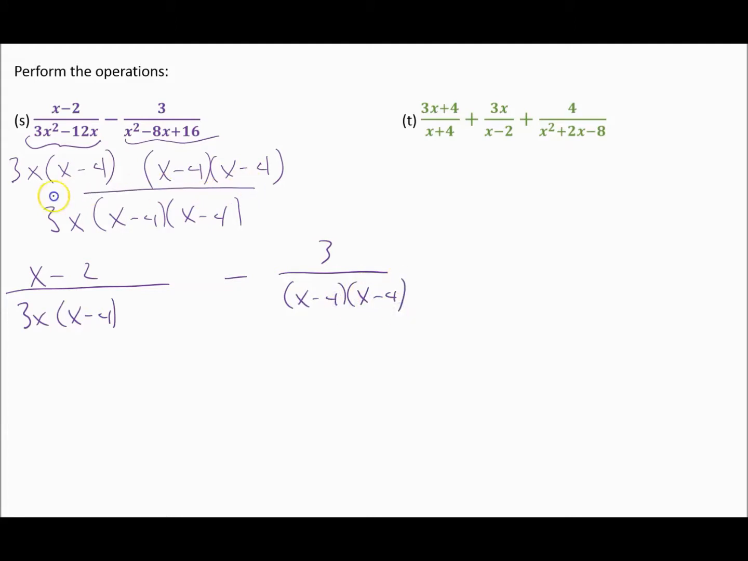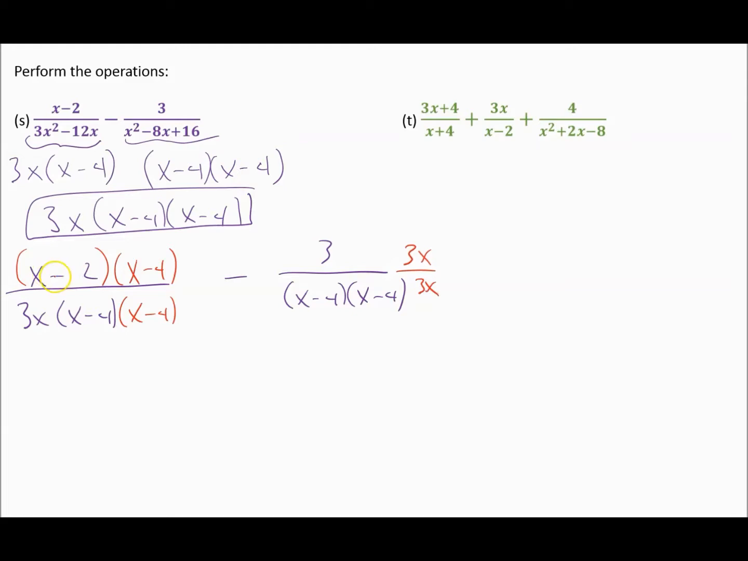Okay, so if this is my common denominator, I've got a 3x and I've got an x minus 4. So this first fraction is missing an x minus 4. So I'm going to multiply that in both the numerator and denominator. Remember, I need parentheses around what's already there. The second fraction is missing 3x. So I'm going to multiply that in the numerator and denominator.